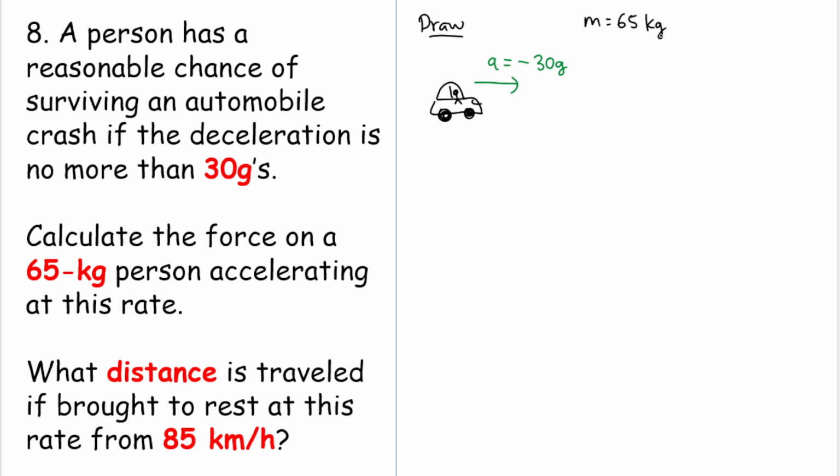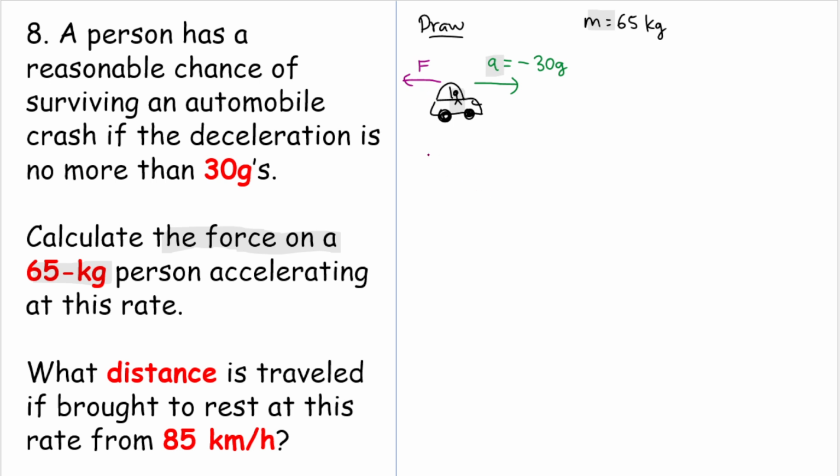Good. And we are asked to find out the force, right? The force on a 65 kilogram driver. So the force that works on this driver here. Okay, we have the mass and also the acceleration. We should be able to calculate the force, right? And because we want to stop this car, the force should go there. So we will have a negative sign on the force.